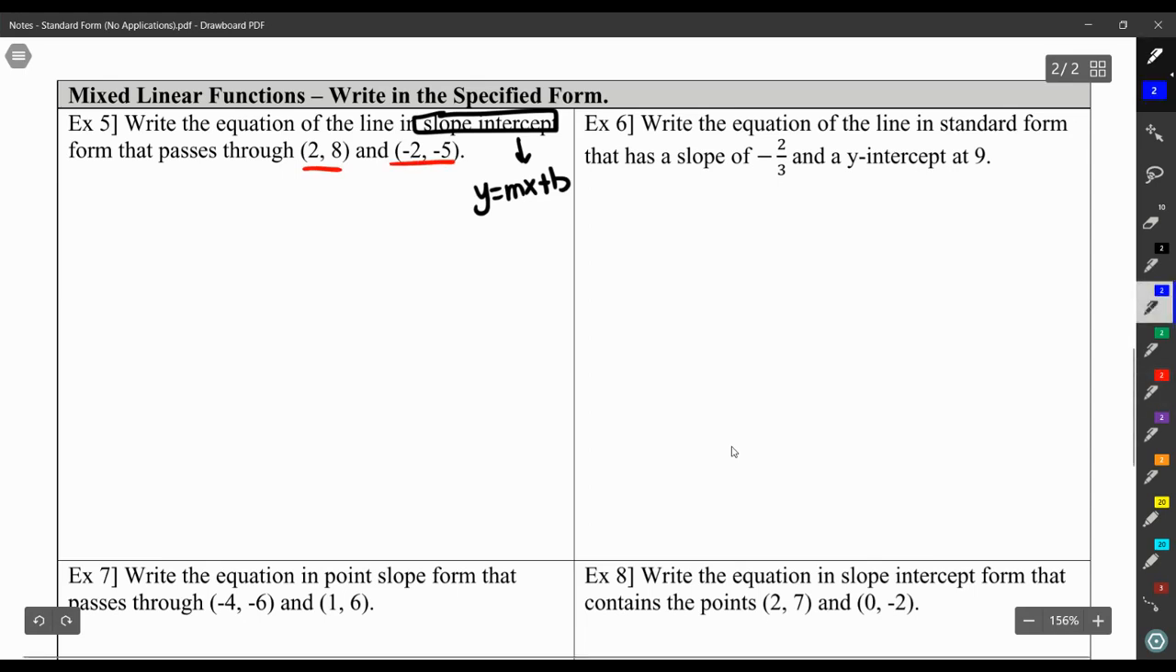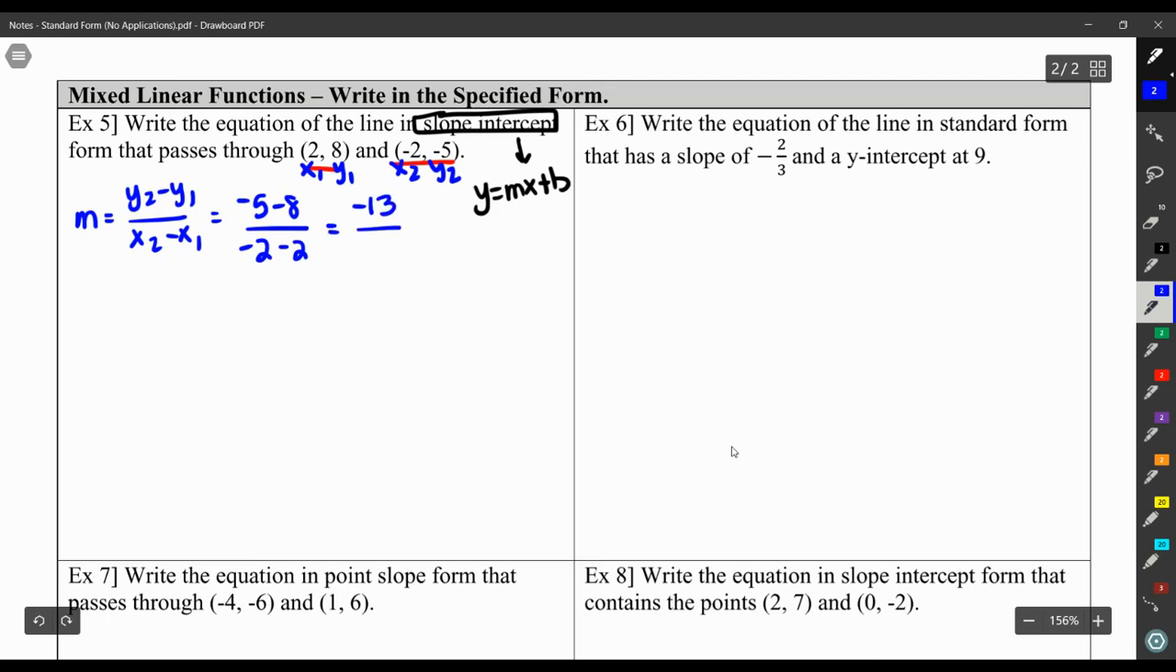Well, no matter what, I need to find slope. So m equals y2 minus y1 over x2 minus x1. So this is going to be x1 and y1. This will be x2 and y2. Okay, so let's plug these guys in. So -5 minus 8 over -2 minus 2. So -5 minus 8 makes -13. -2 minus 2 makes -4. Well, I can't change 13 over 4, but I can do a negative divided by a negative, which makes it a positive 13 over 4 for my slope.